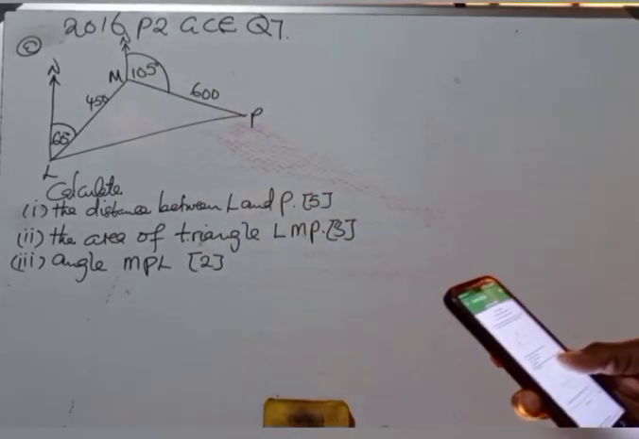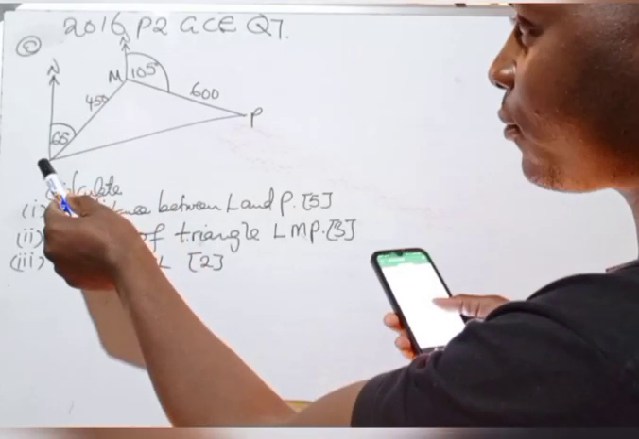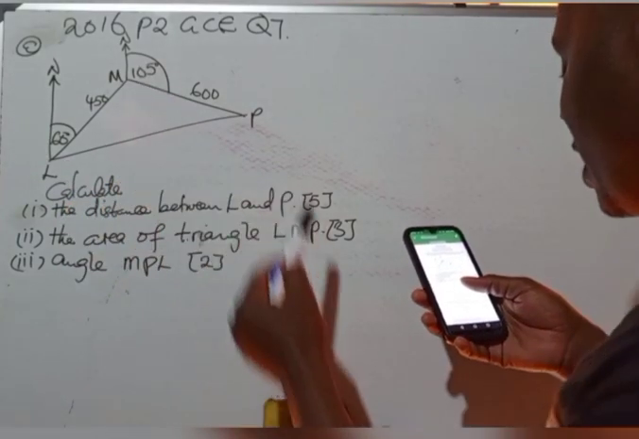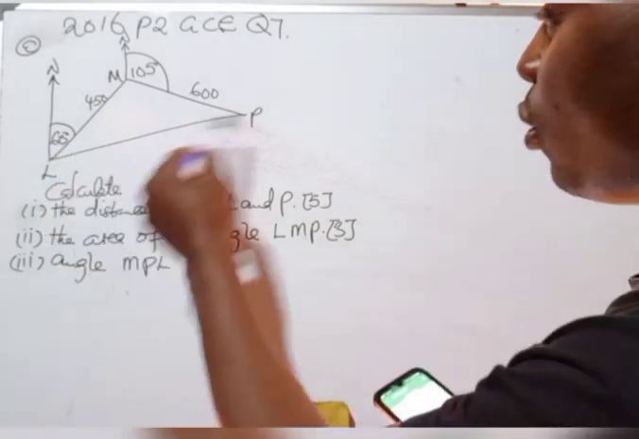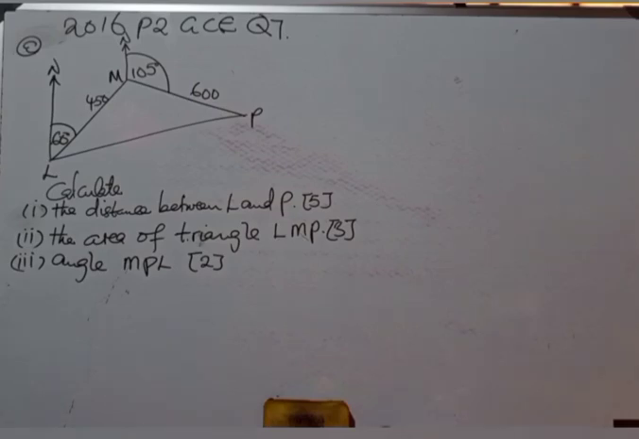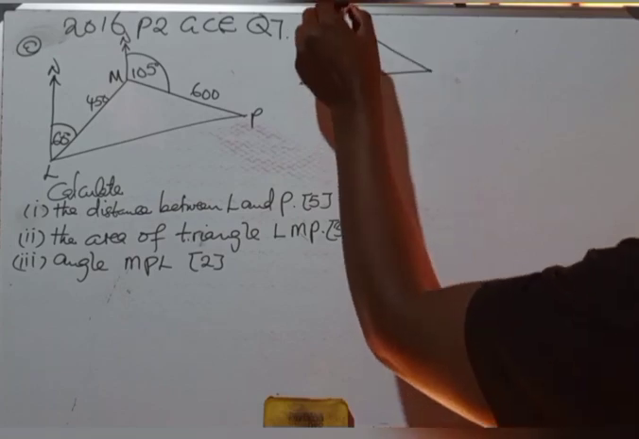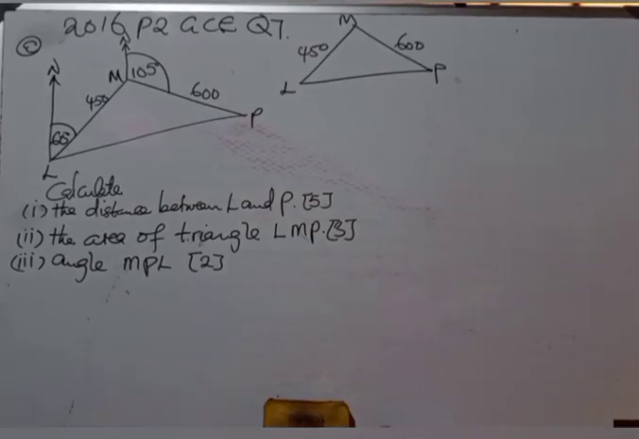Now the question is, given that M is 450 kilometers from L, and also M is 600 kilometers from P, calculate the distance between L and P. How do we find the distance there? So we are going to extract that triangle and do it like this. So we have M, we have L, and we also have P. So this is the triangle we have.